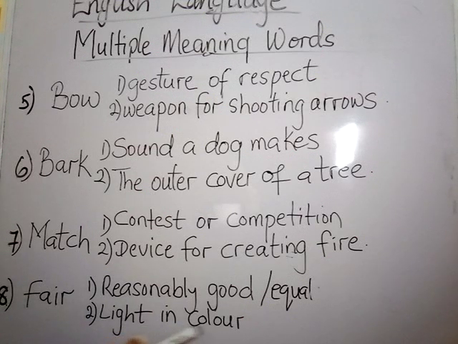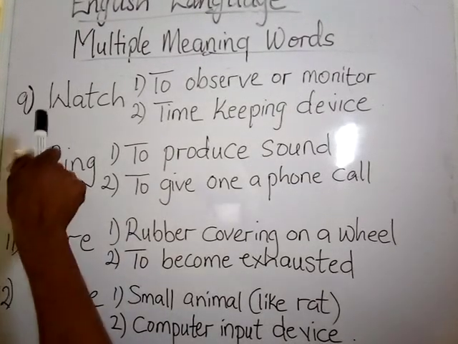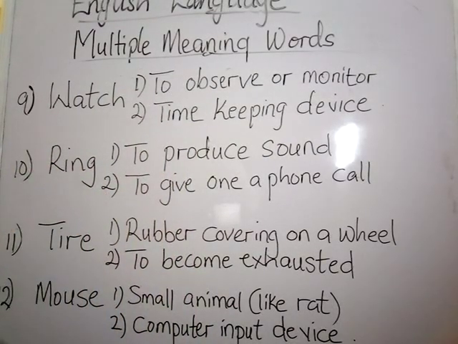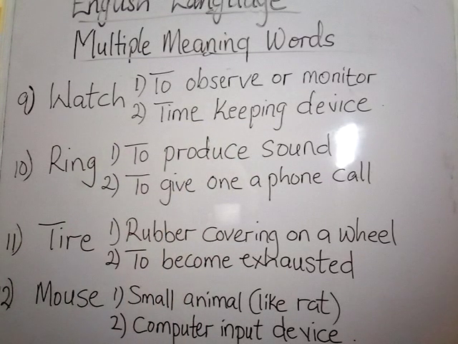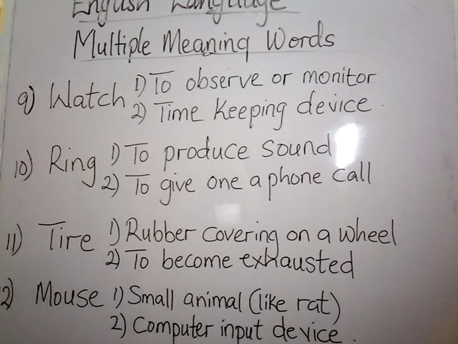And then fair means light in color. When you see somebody who is not totally dark, you can say that person is fair. That means the person has light complexion. Okay. All right, so the next example here, we have watch. Watch could mean to observe or monitor. To watch something, to observe something. Like you watch TV, and you can also watch somebody observing. Then another meaning is timekeeping device. That is something that helps you to check time, like your wrist watch is watch. Okay, timekeeping device, also when you are observing something or someone.